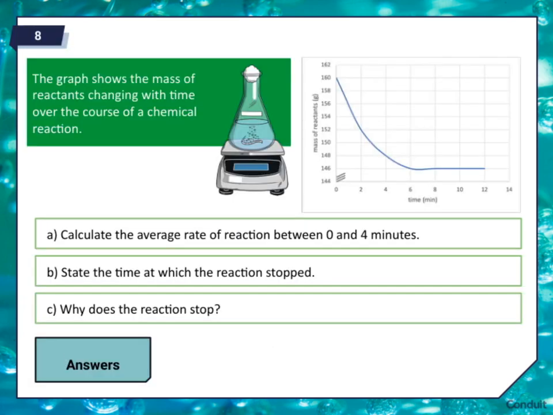Let's look at how the reaction progresses over time. First, we want to calculate the average rate of reaction between 0 and 4 minutes. This gives us a sense of how quickly the reactants are changing in that early phase. Next, we need to identify the exact time when the reaction stops, marking the point where no further change occurs. Finally, we'll consider why the reaction stops, what factors cause it to come to a halt. This helps us understand the full picture behind the data on the graph.